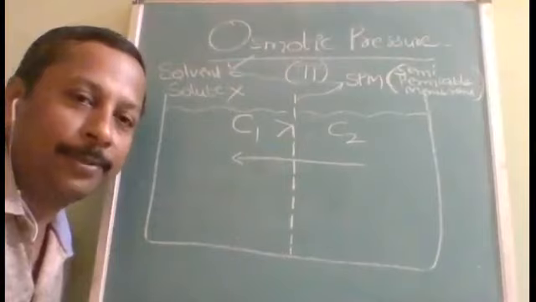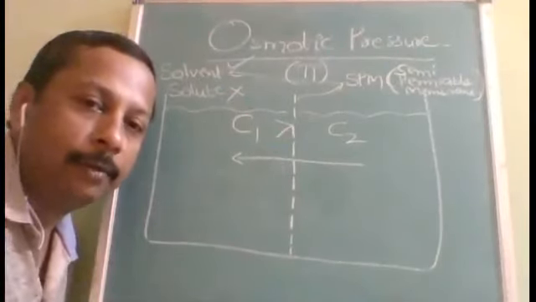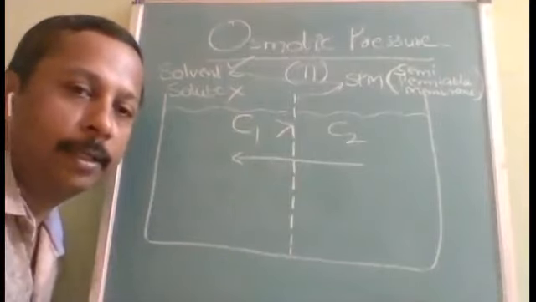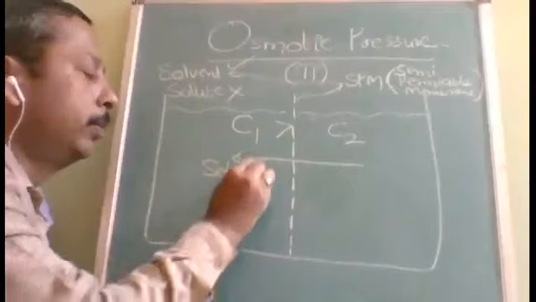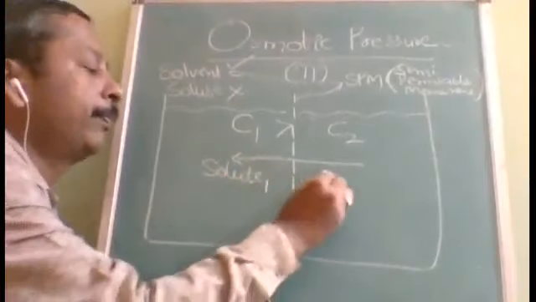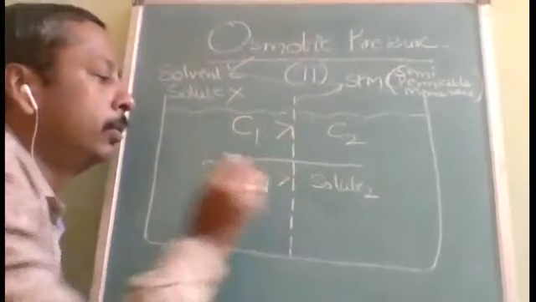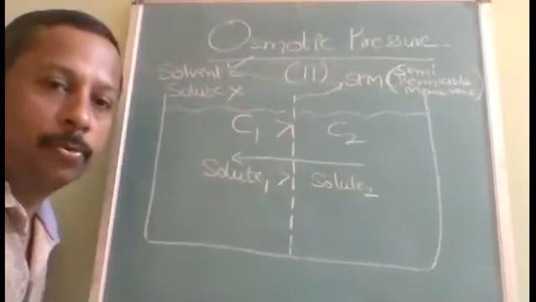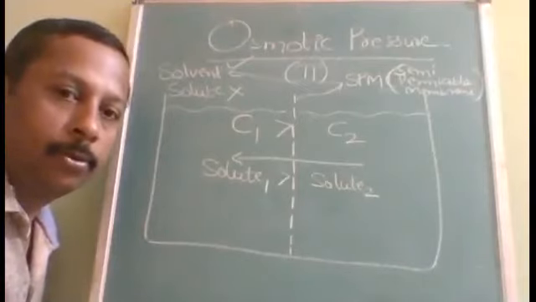We cannot say opposite. Here also it is the same, but higher solvent to lower solvent. Why is it? Because here there is more concentration. That means solute 1 and here solute 2. So solute 1 is greater than solute 2. Is it understood? Solute 1 is greater than solute 2.